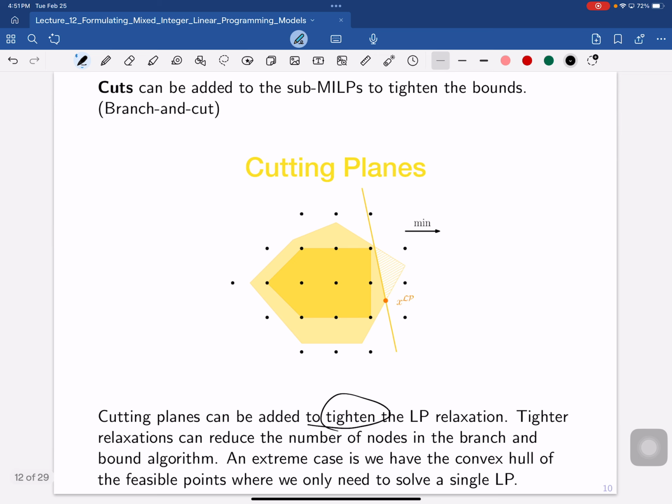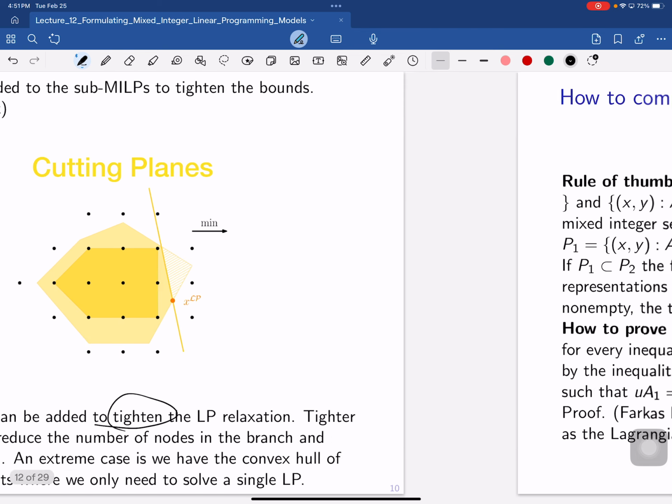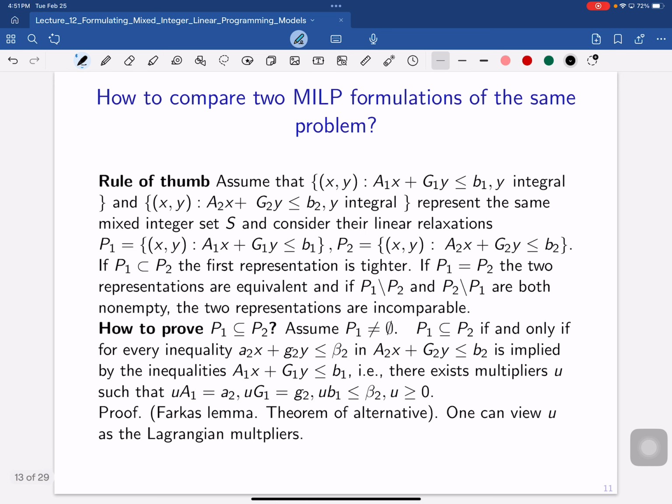Now, as you can see, with cutting planes you may get a formulation that is tighter than the original LP relaxation, because you add cutting planes. But now, let's talk about a very interesting problem: how do you compare two MILP formulations of the same problem? What do I mean by that?